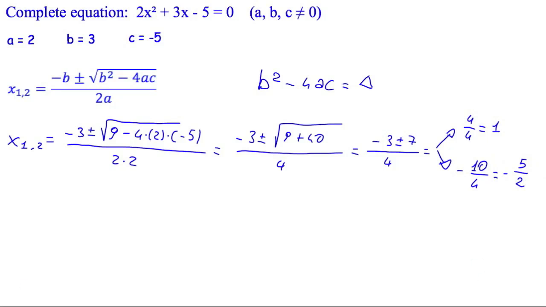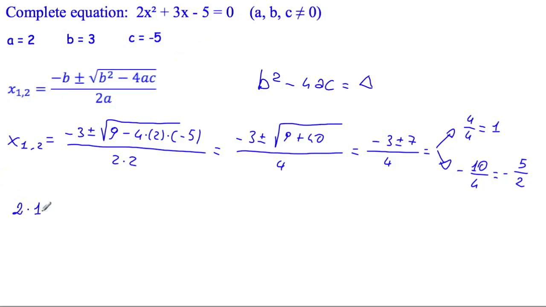x1, which is equal to 1, and x2, which is equal to negative 5/2. What do we mean by saying that 1 and negative 5/2 are the roots or solutions of the equation? We mean that by substituting 1 or negative 5/2 for the x in the equation, we obtain an identity. Let's try the first root, that is 1.